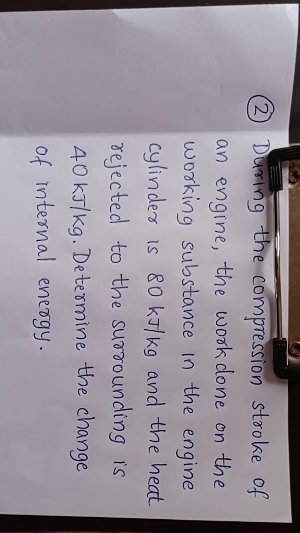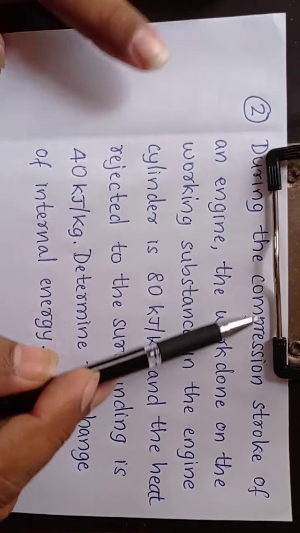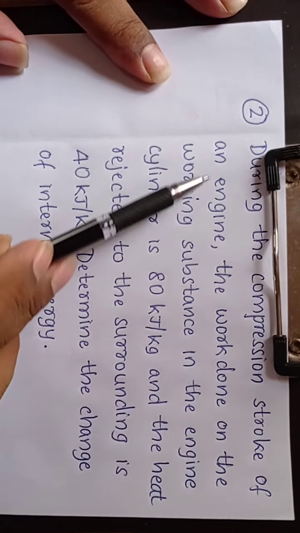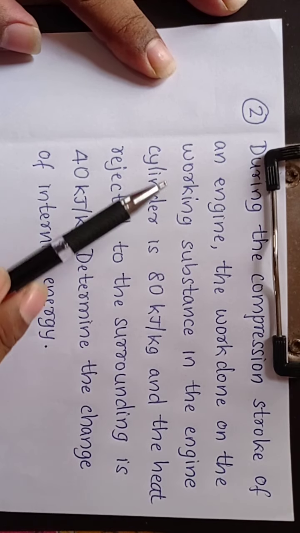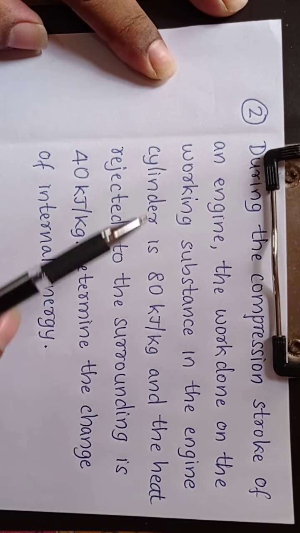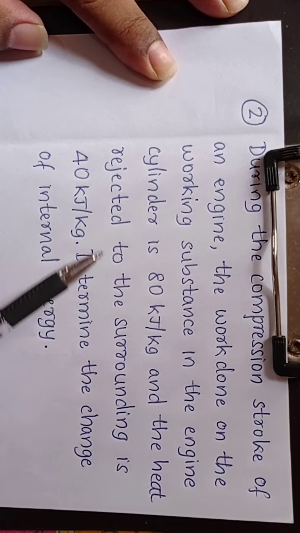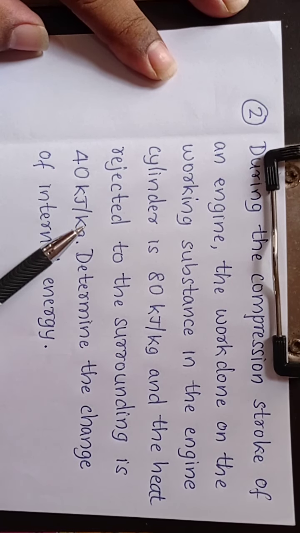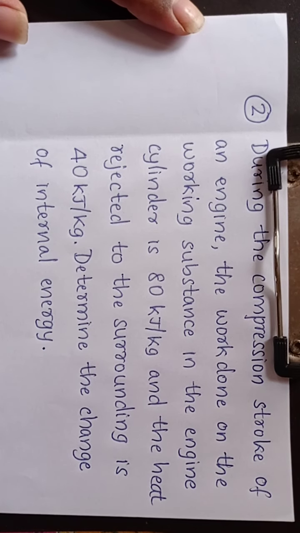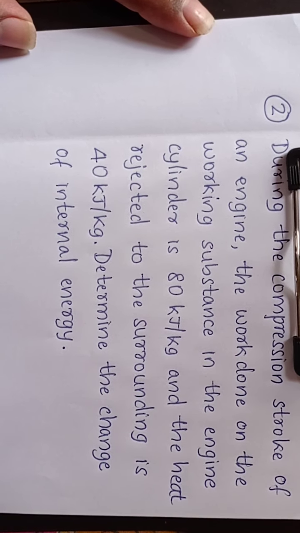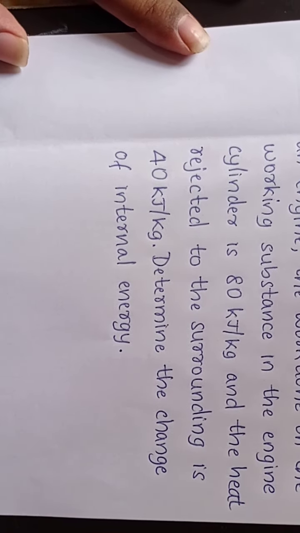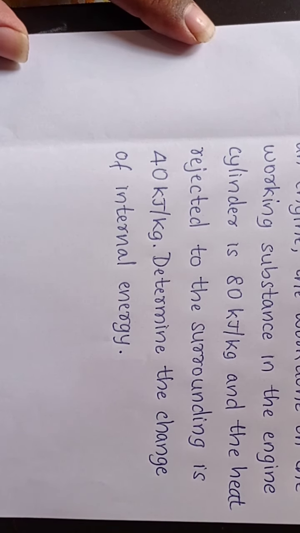So let us take the next problem. During the compression stroke of an engine, the work done on the working substance in the engine cylinder is 80 kilojoules per kg and the heat rejected to the surroundings is 40 kilojoules per kg. Determine the change of internal energy. So you have to find out what is the change in internal energy.